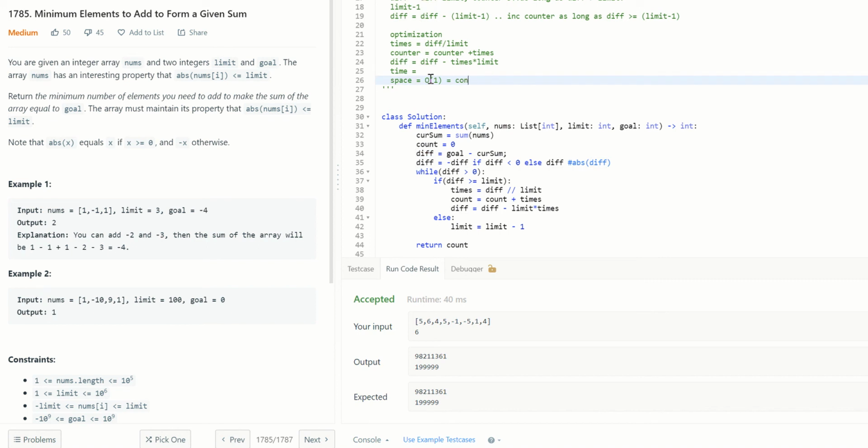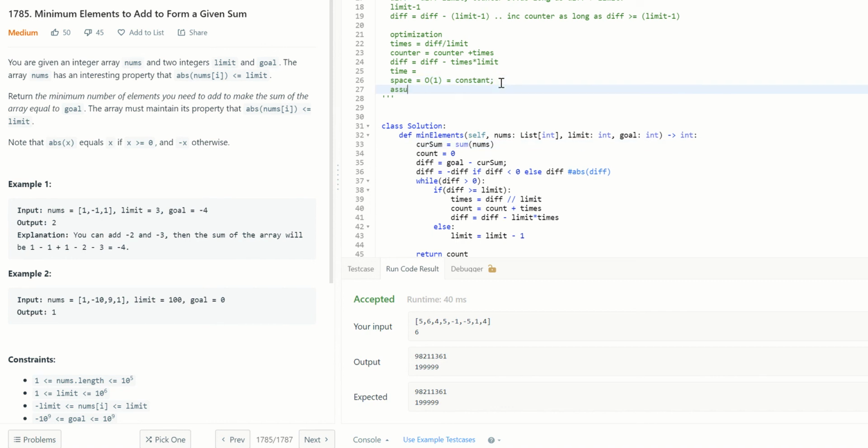So it's constant space. We'll just say constant space. Good. Now come back to the time complexity. Let's go step by step. We will assume n elements in nums. There are n elements in nums. Good. So if there are n elements, this would take order of n.